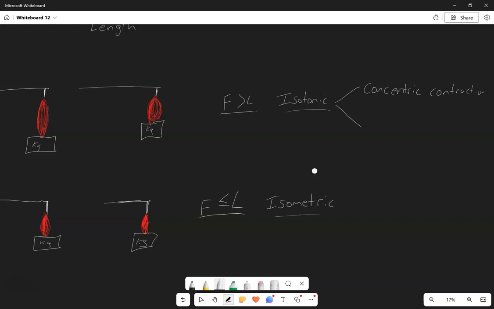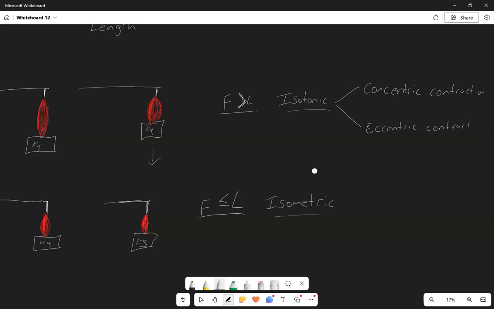Okay, now you can have a contraction where the muscle actually lengthens, right? So think about lowering a weight. This is where we're generating enough force to control the load, right? We're not letting it slam down on the ground, right? But we're lengthening our muscles. This is known as an eccentric contraction.